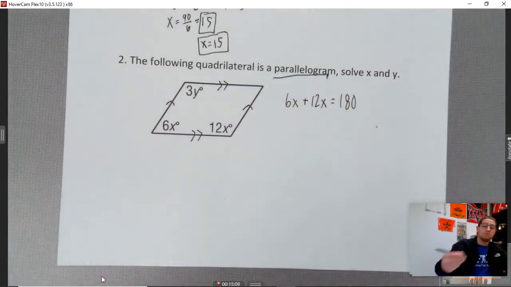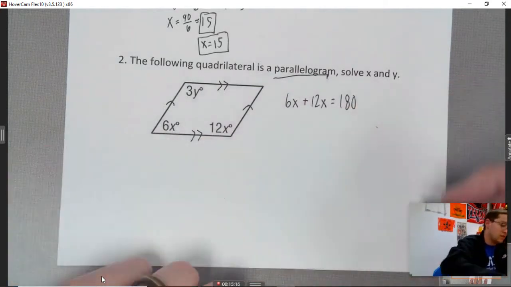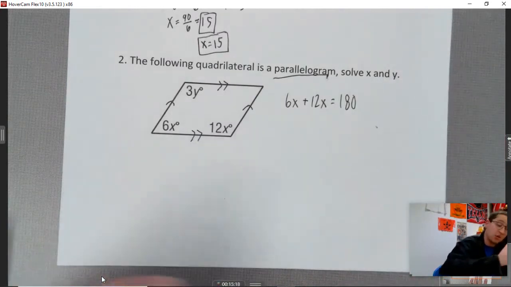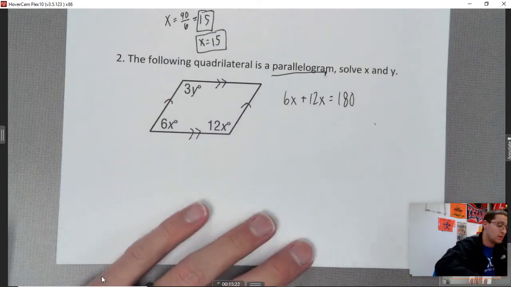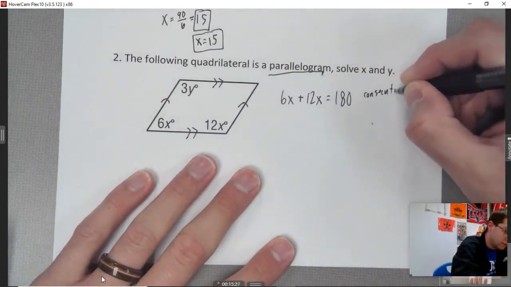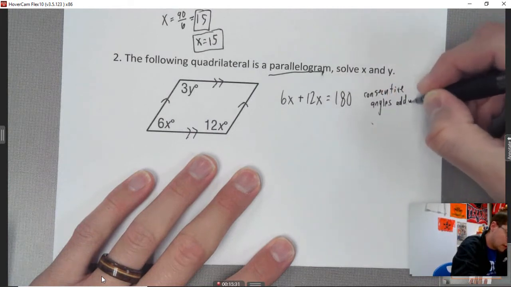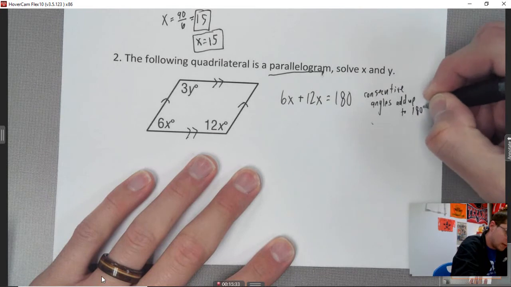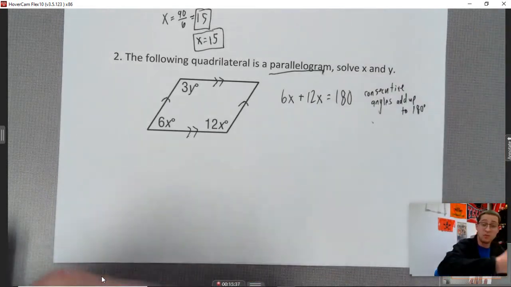But let's say we don't remember that and we're just using the properties that we learned today. That's perfectly fine. We've got 6x plus 12x is equal to 180. In both cases, they'll be equal to 180, so even if you took the other route, you should get the same answer. So maybe I write down my reason like I've been doing: consecutive angles add up to 180. There's my reason. Now I'm doing my algebra.